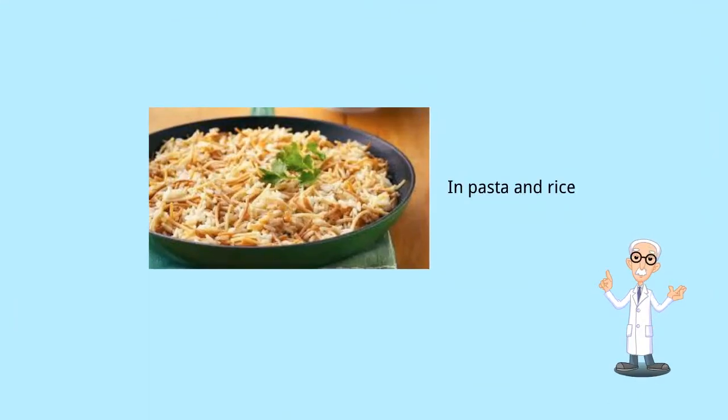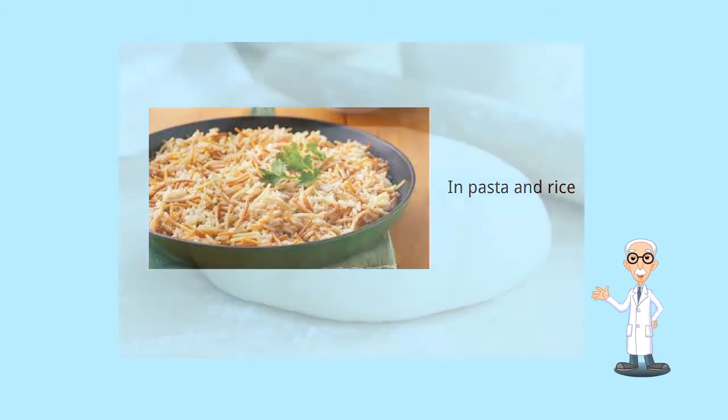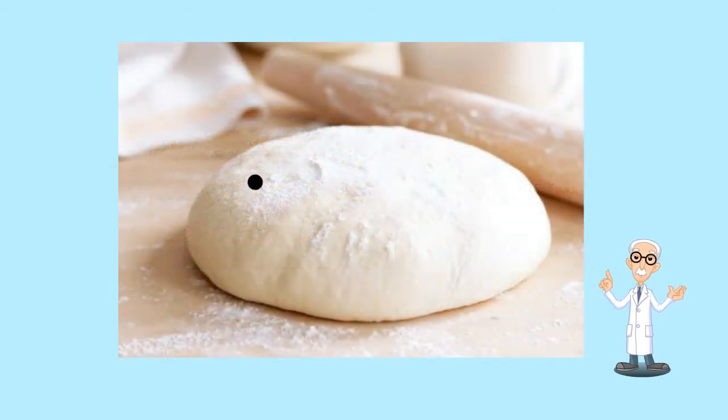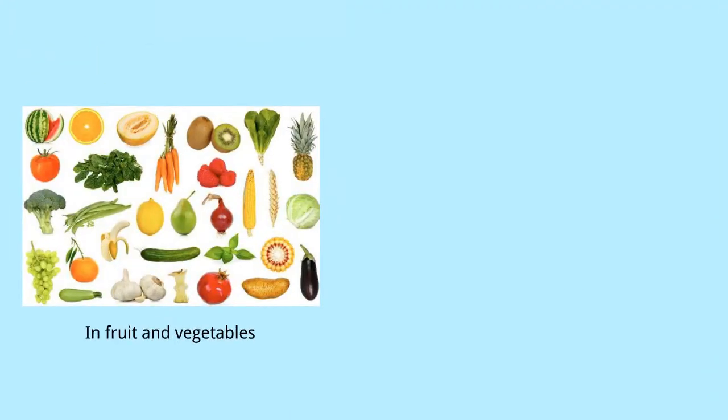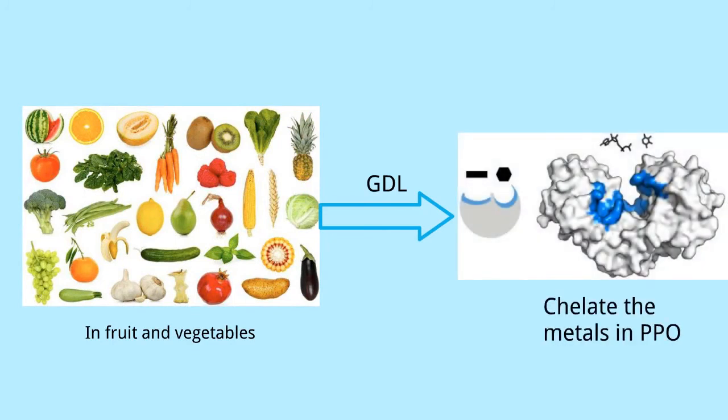In pasta and rice, GDL can provide the acid environment to keep the gluten from denaturation. This preserves the smooth texture of the noodles. It also can prevent the dough from forming black spots by microorganisms during the storage. By reducing pH, GDL can also chelate the metals, which is able to prevent the fruit and vegetables from enzymatic browning.